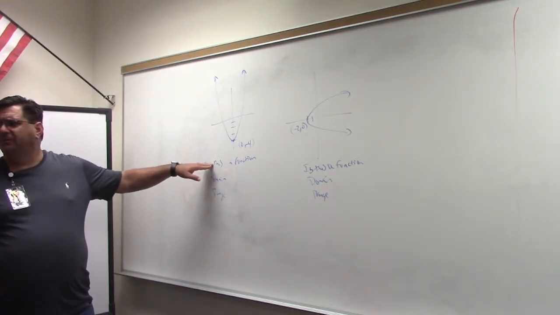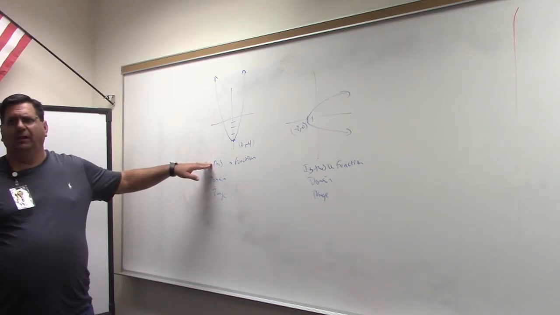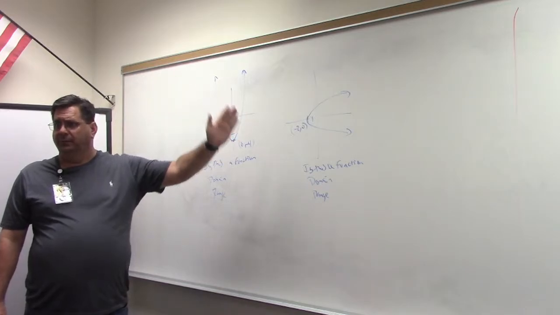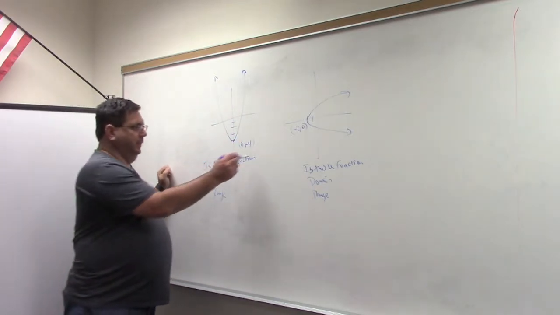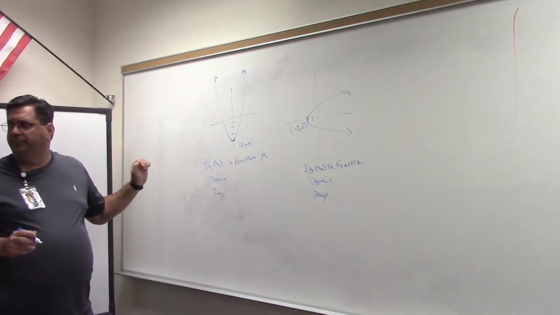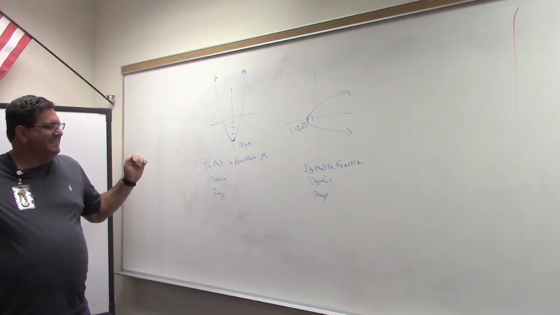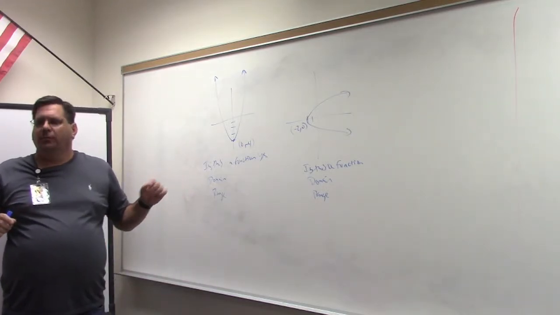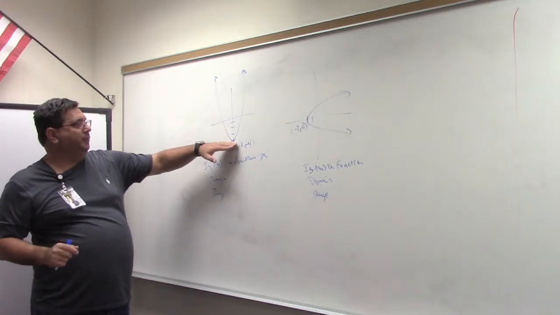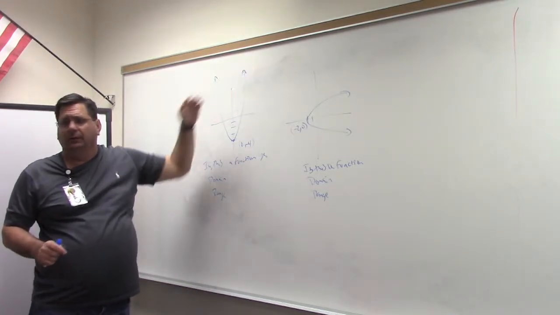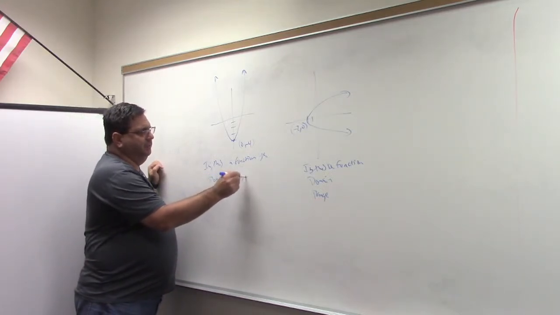Is this a function? Yeah. Why? That's the vertical line test, right? Yeah, this is a function. What's the domain? 0 and infinity. Not quite. It's negative infinity to positive infinity. Domain for this: how far left does it go? Negative infinity. How far right does it go? Positive infinity. This is negative infinity to infinity.